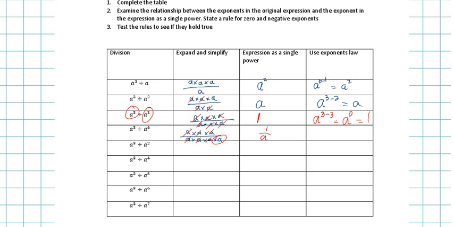Okay? Now let's use the exponent law. If I do 3 minus 4, what do I get? A to the power of negative 1. So I want you to relate this and this. I want you to look at this one. Okay, forget about these two. Let's look at the next one.